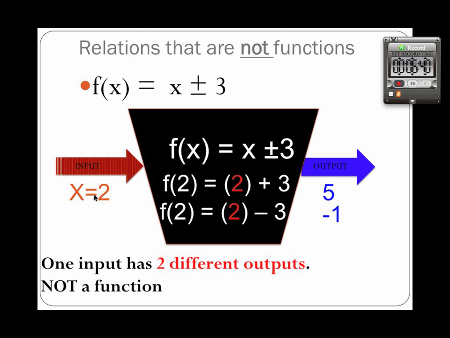Okay. And so let's look at an example here that is not a function. It's called a relation, but it's not a function. f of x equals x plus or minus 3. We are putting in 2 as the input, and the function has to do two computations, 2 plus 3, which gives us 5, and 2 minus 3, which gives us negative 1. So in this case, we only have one input, the number 2, and we have two distinct outputs, 5 and negative 1. And so this is not a function. This is like saying one person has two birthdays.